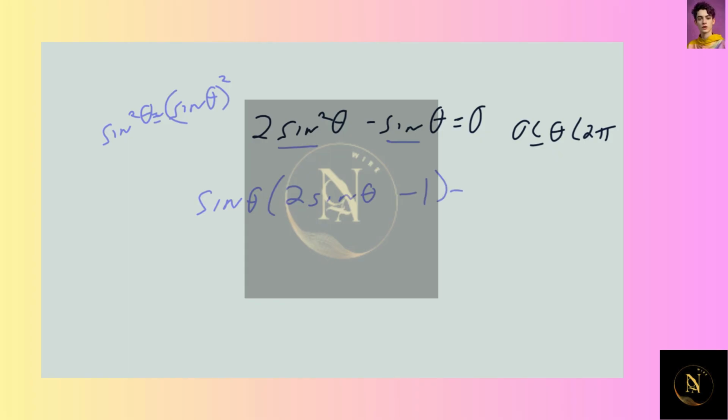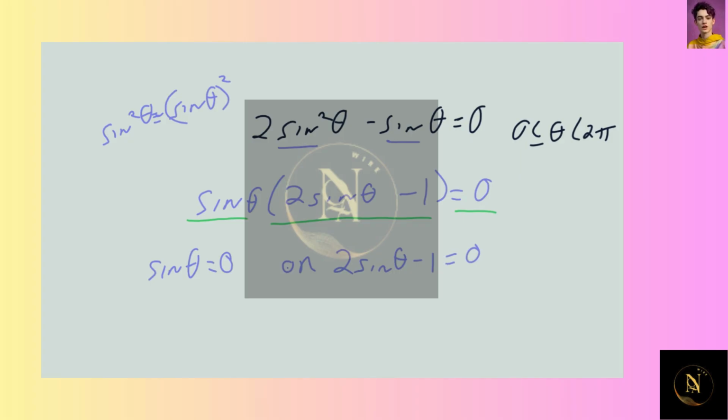Minus 1 equals 0. Okay, now here's where we use the zero product property. If I'm told that if I multiply two things together and their product is 0, then that means either the first one is 0, right? So either the sine of theta equals 0, or the second factor, 2 sine theta minus 1 equals 0.